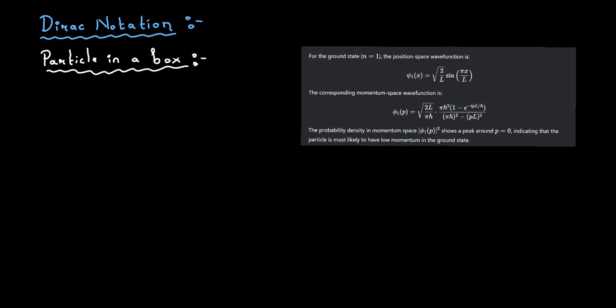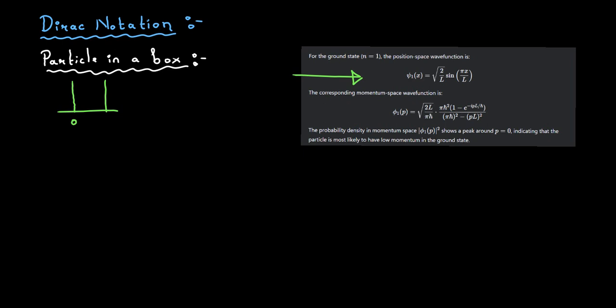So let us now go back to the particle in a box example, and let's try to understand what Dirac notation is and how it comes about. As I have already shown here, for a particle in a box, the wave function in position space looks like this. This is for n equals 1, and here the box goes from 0 to L.